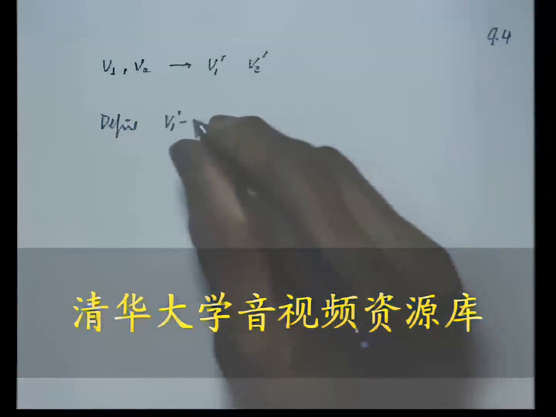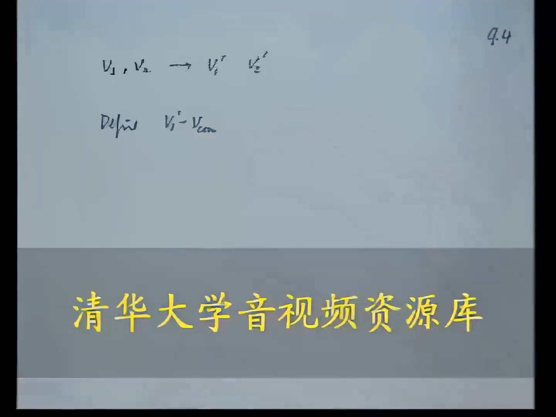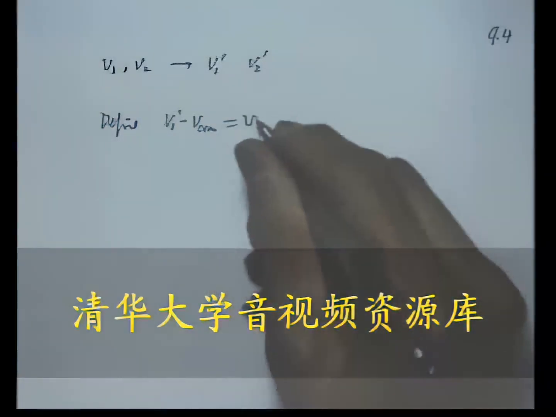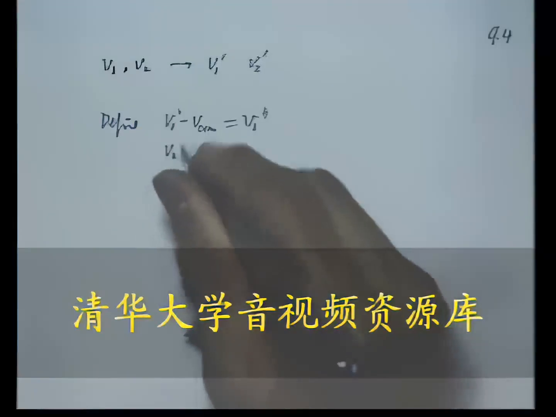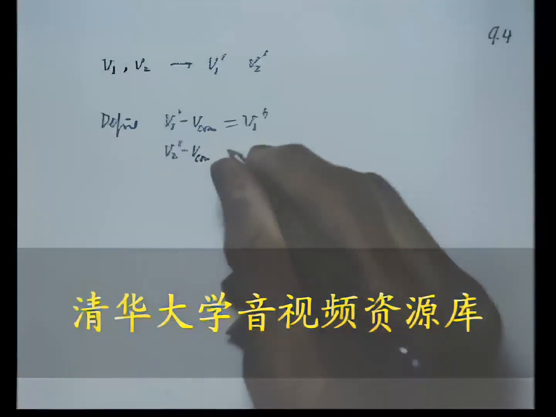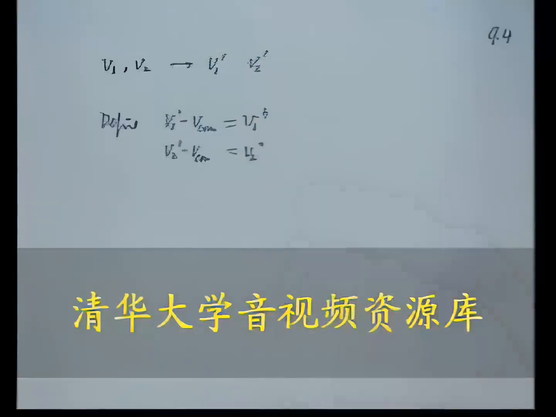V1 prime minus V center of mass. Center of mass velocity is not changed. We have already proven that. So let us call that V double prime. So now we have V1 double prime, V2 double prime. These are V1 prime and V2 prime, but looked at in the center of mass system. That means it's equal to V1 prime and V2 prime minus the center of mass velocity.